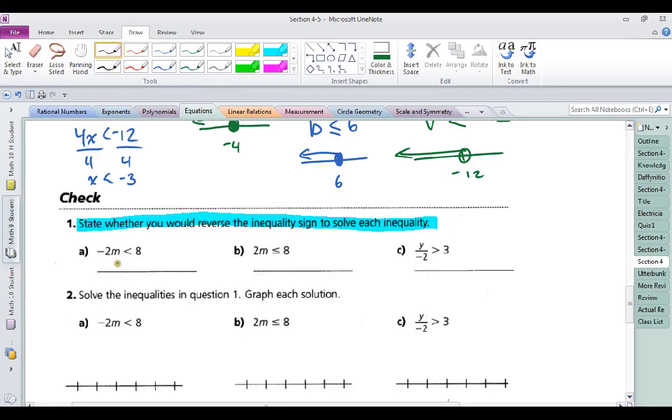What are you going to write here? Yes or no? Don't say it out loud, Omar. Write 3 words, yes or no, on each line. Ready? Go. No.